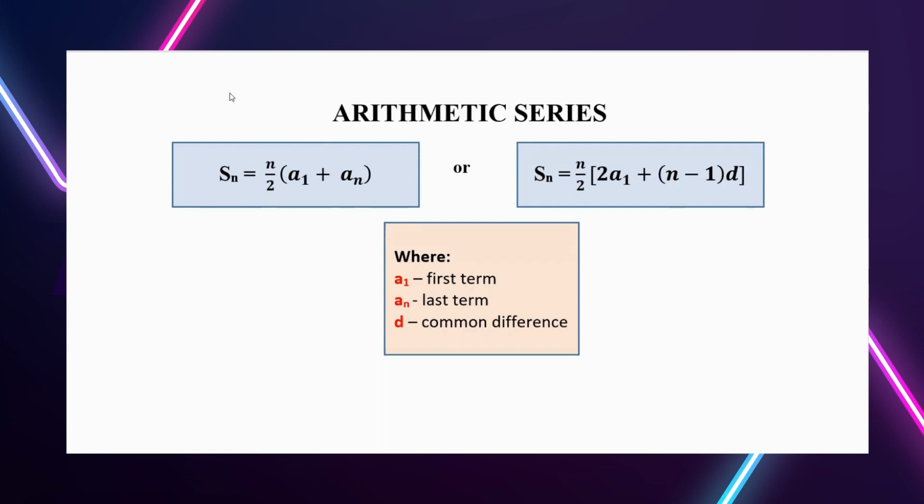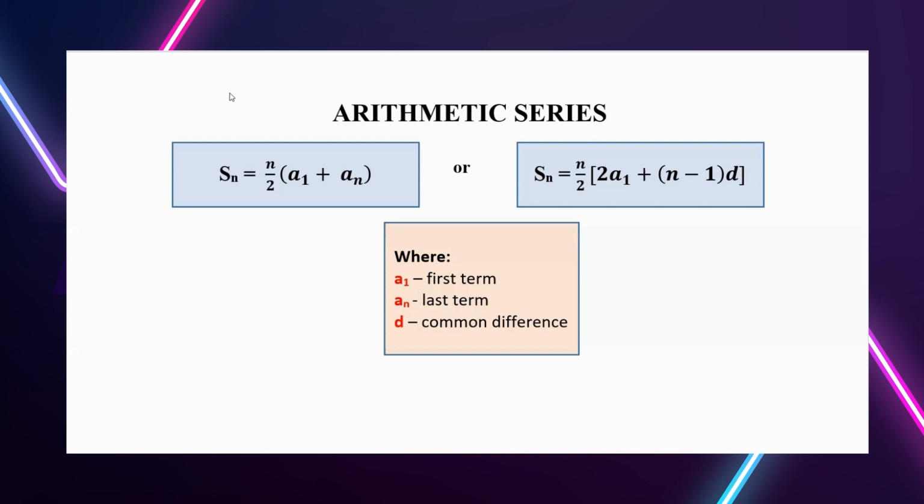The sum of the first n terms of an arithmetic sequence is given by the two formulas. So, pwede natin gamitin ang unang formula na nakikita natin sa screen ngayon o kaya naman ang pangalawang formula para makuha natin ang sum ng bawat term sa given sequence. Ang unang formula ay ang S sub n is equal to n over 2 times the sum of the first term and the last term.